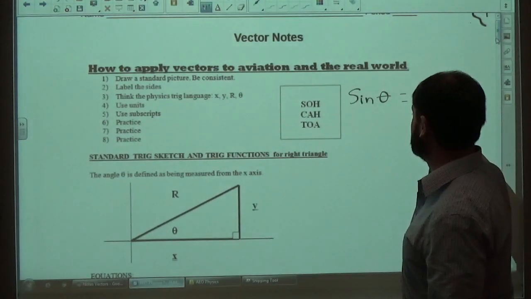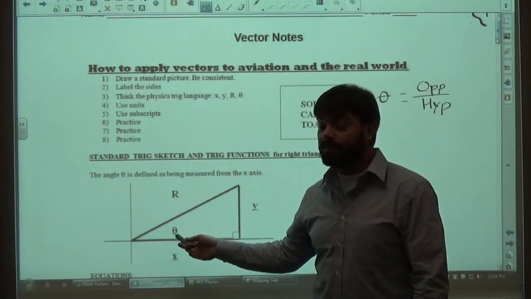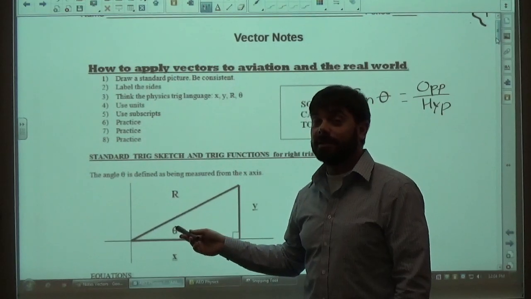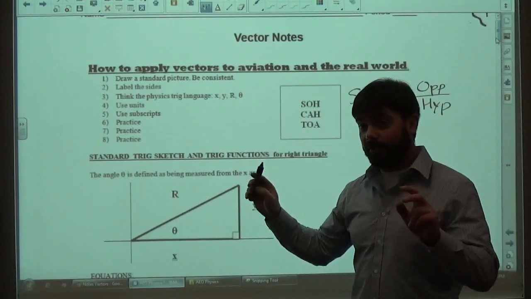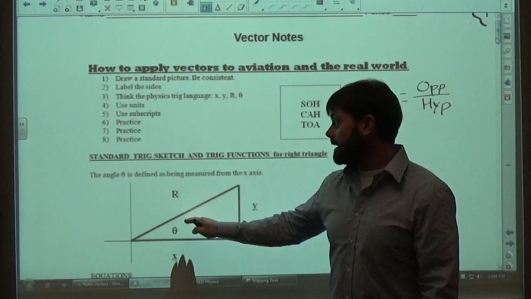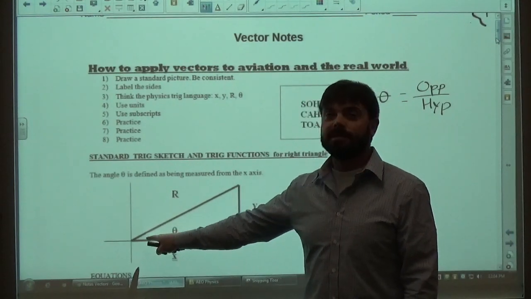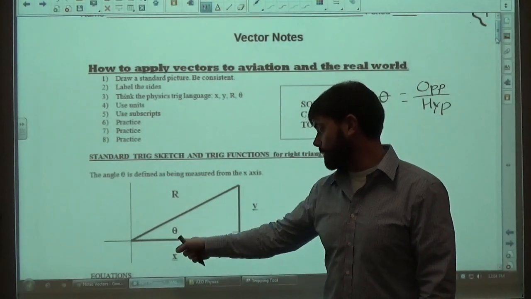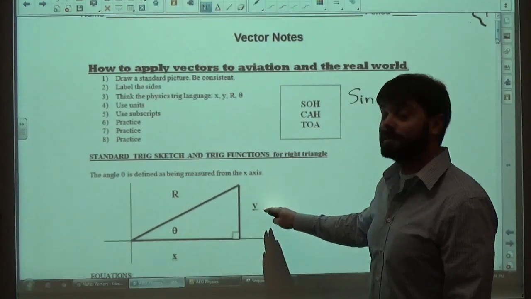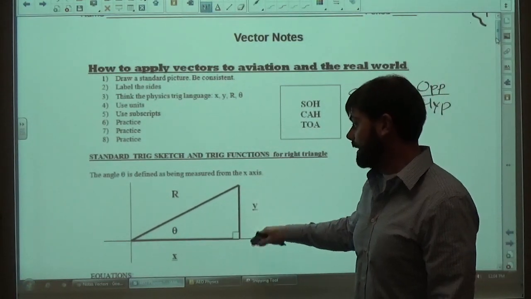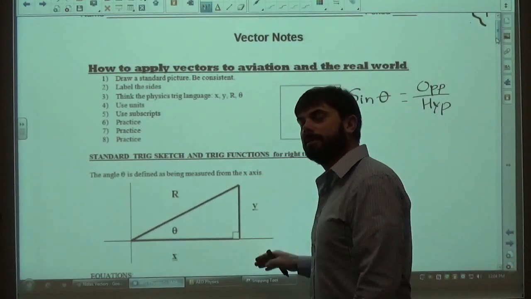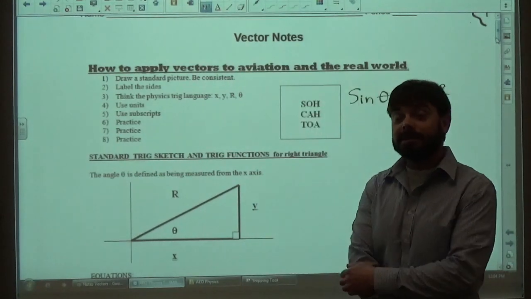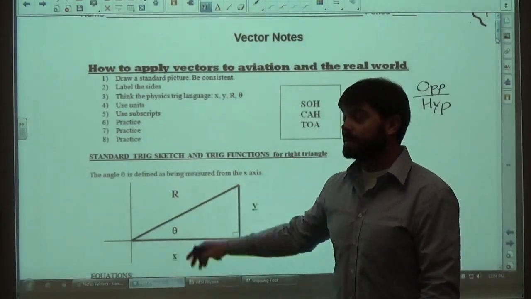But in a right triangle it is always the longest side. Your opposite side and your adjacent side can change depending on which corner or angle, theta, you're measuring from. If this is our example, our theta is this lower left-hand corner that we're measuring. So your opposite side would be the vertical or the y, and the adjacent side would be the x or the horizontal, because it is not the hypotenuse.